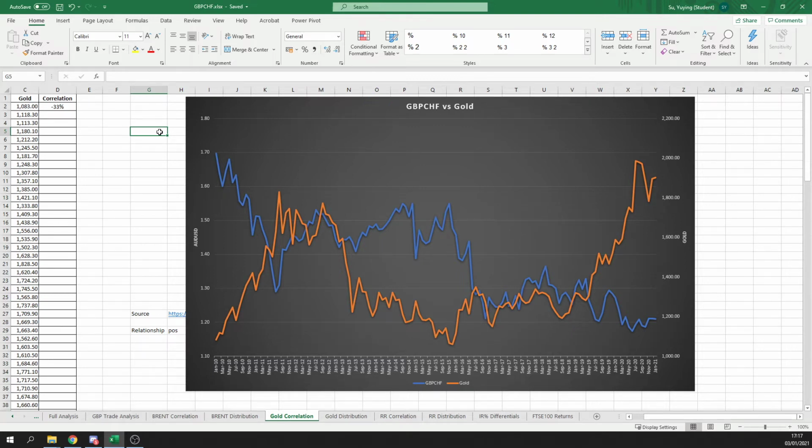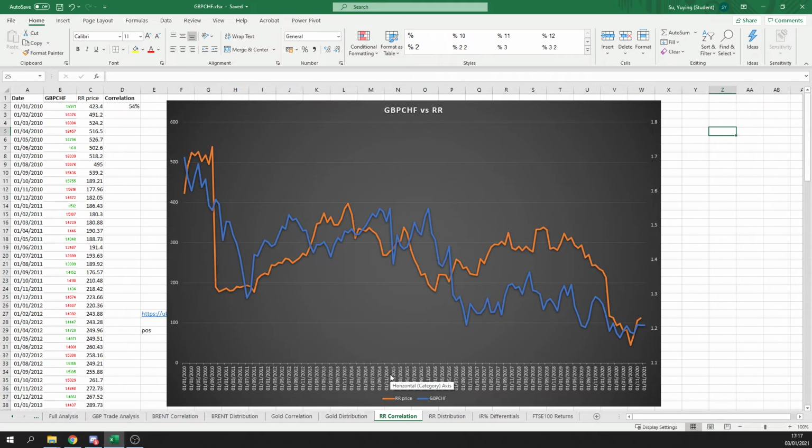Gold is saying that, right, our prices are going up, and it's telling GBP Swiss franc that your prices might be going down soon. Cool. So we've analyzed 2 out of 3 export analysis factors, and one of them is saying long, one of them is saying short. Now what does Rolls-Royce say?